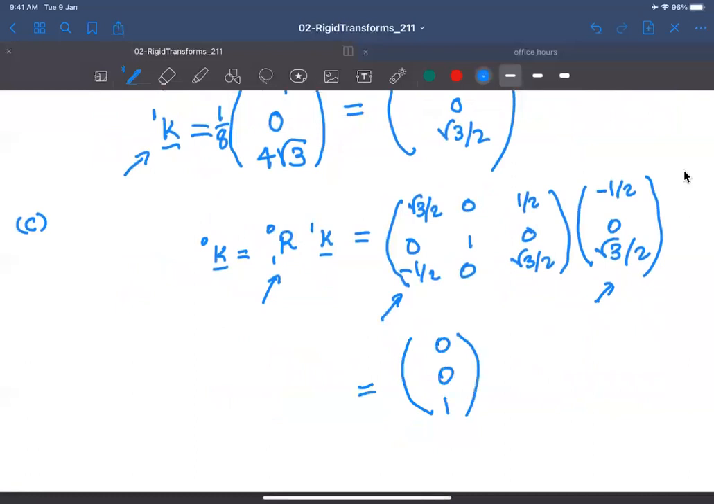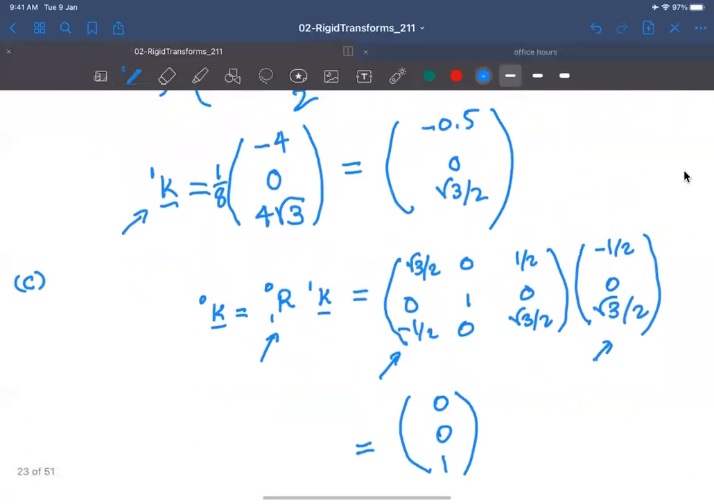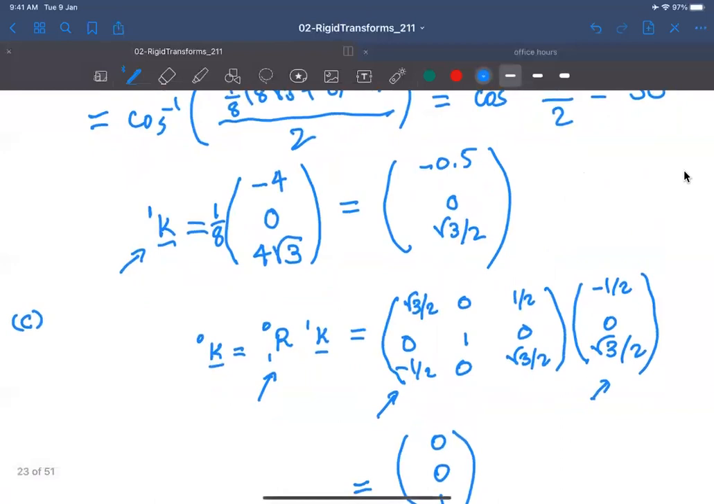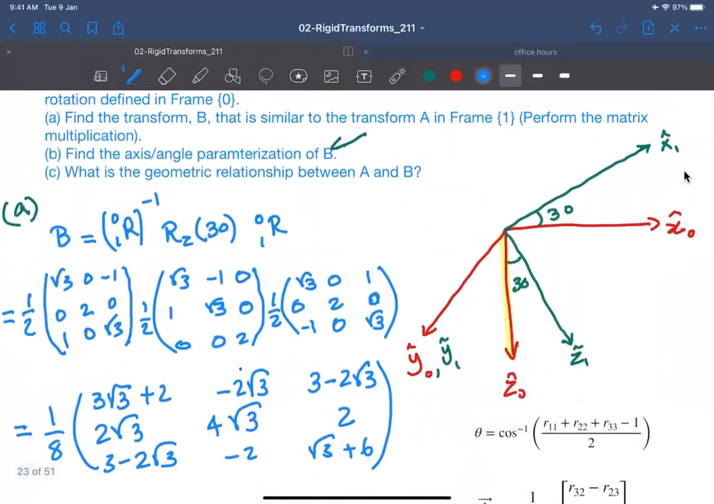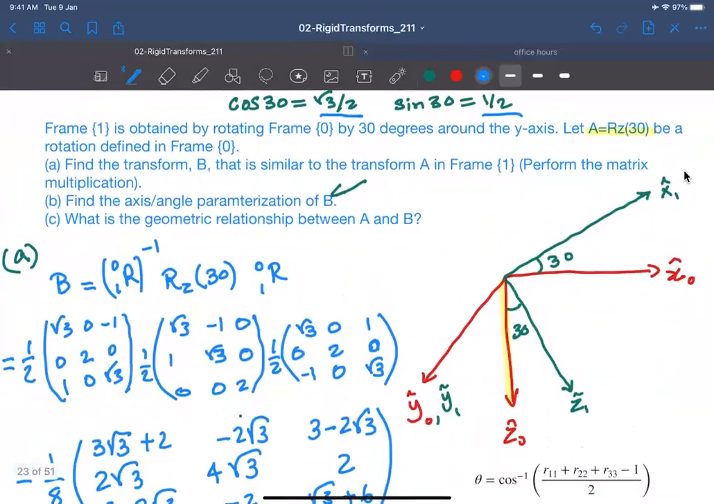So what is K in frame zero? Basically, it's the z-axis in frame zero. Now think about it. The K in frame zero is the z-axis, and theta is 30. So A is nothing but a rotation about the z-axis by 30 degrees, and K is aligned to that.